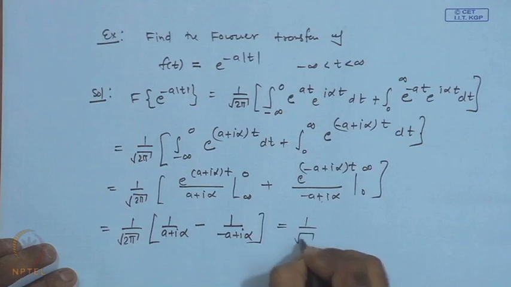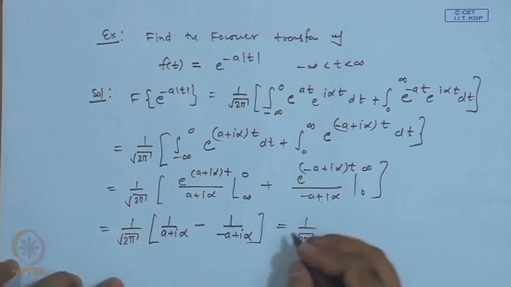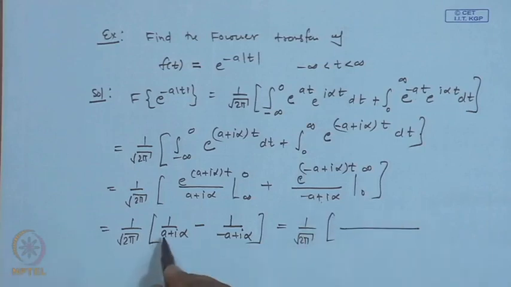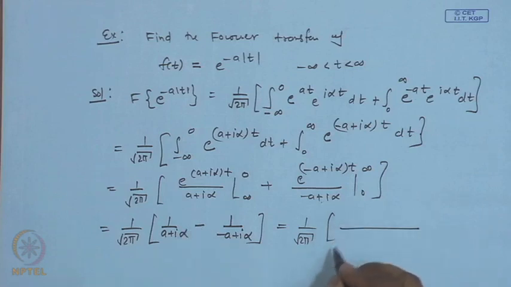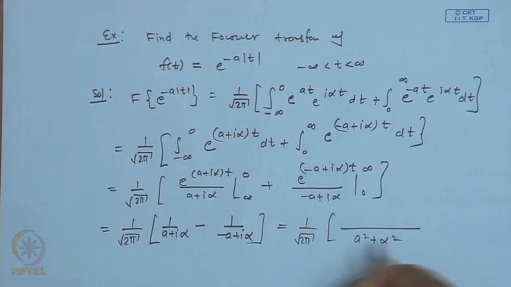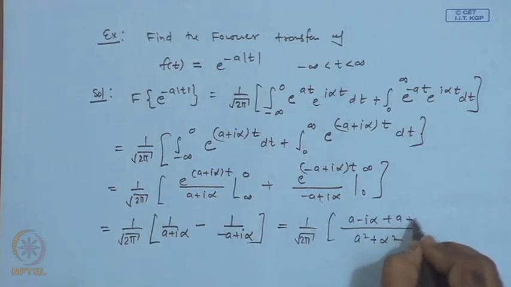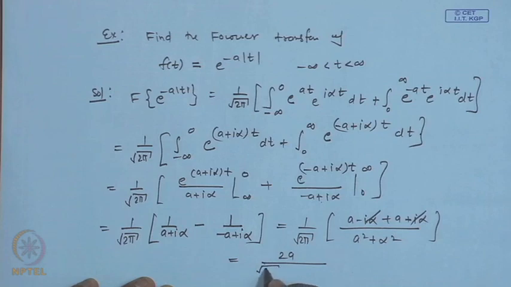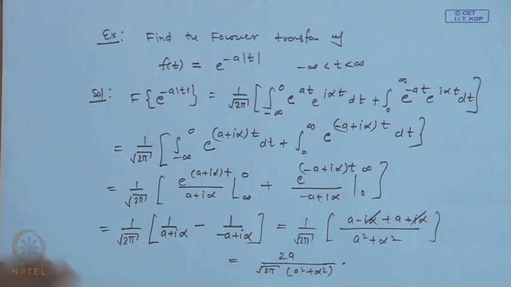Okay, so 1 over square root 2 pi, and then we have the common factor here, a plus i alpha, and we take a minus i alpha, so that here is plus, so that will be a square plus alpha square, and here a minus i alpha, then this will be plus a and plus i alpha, so this will be cancelled, and we have 2a over square root 2 pi and a square plus alpha square. So that's the result.